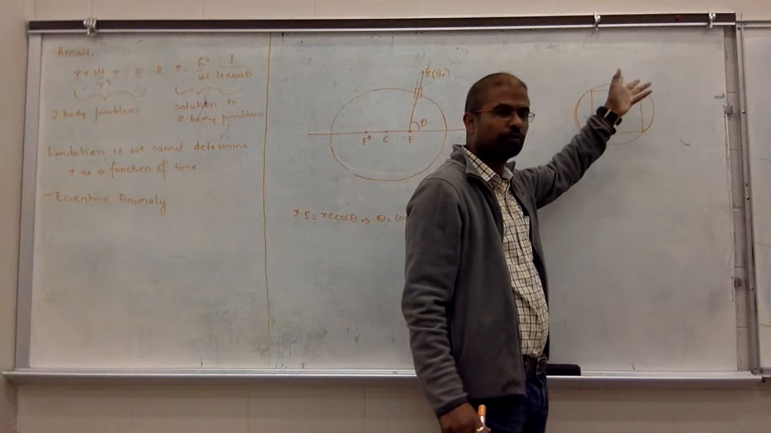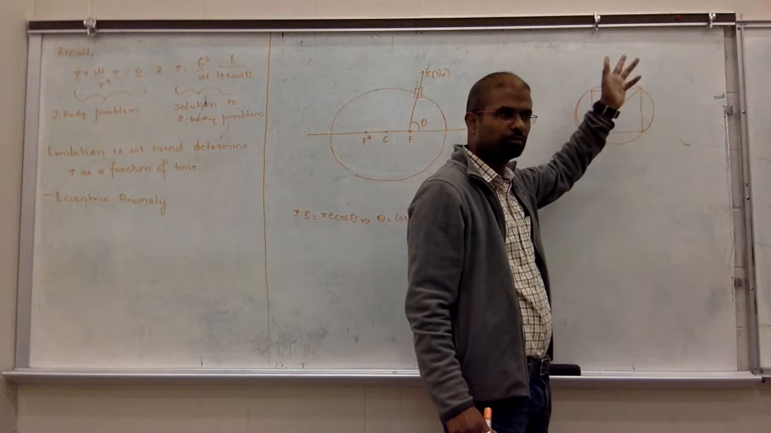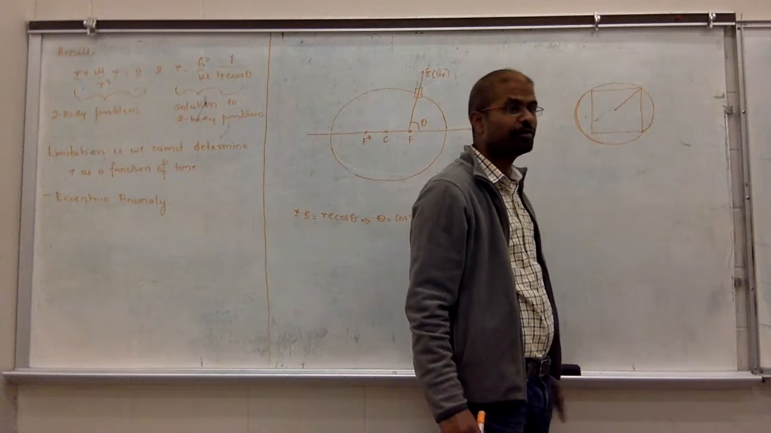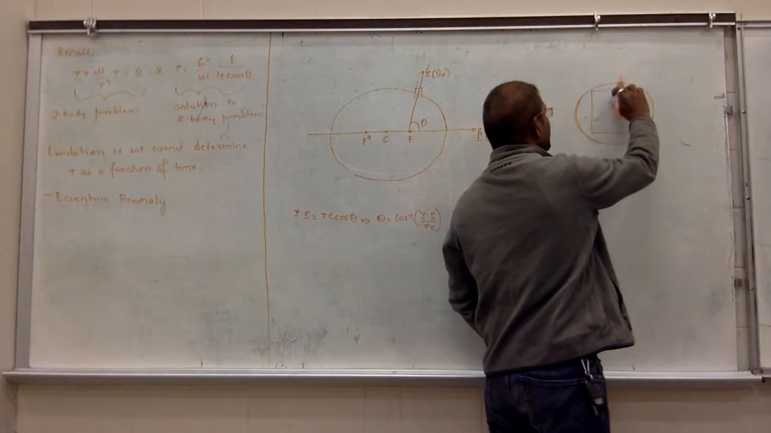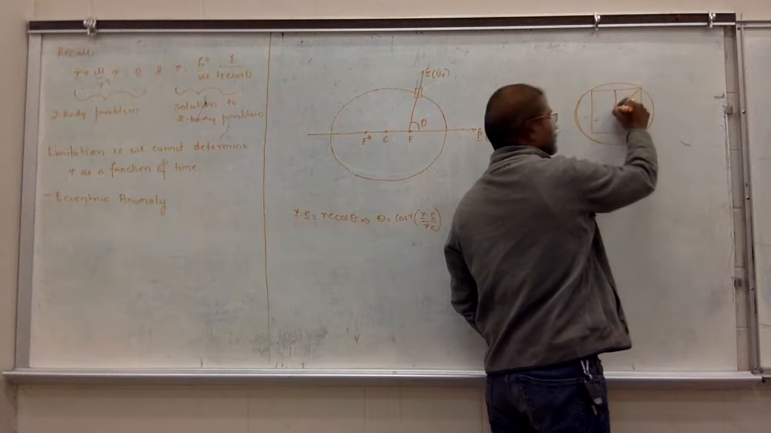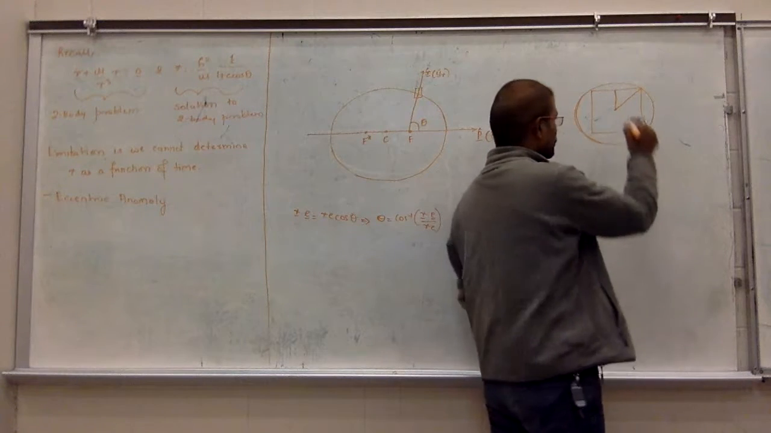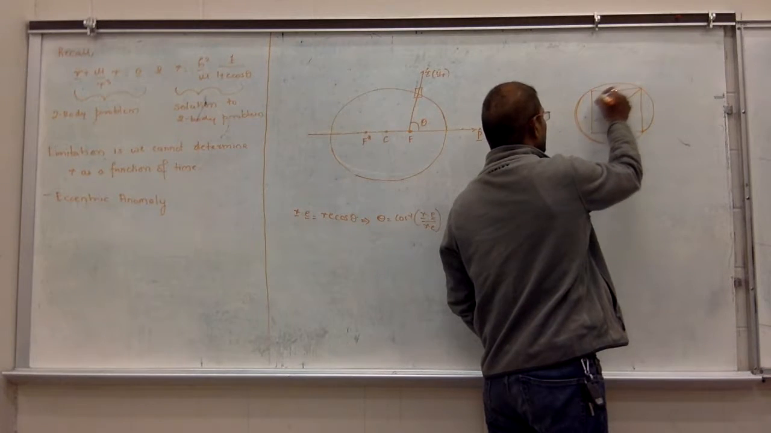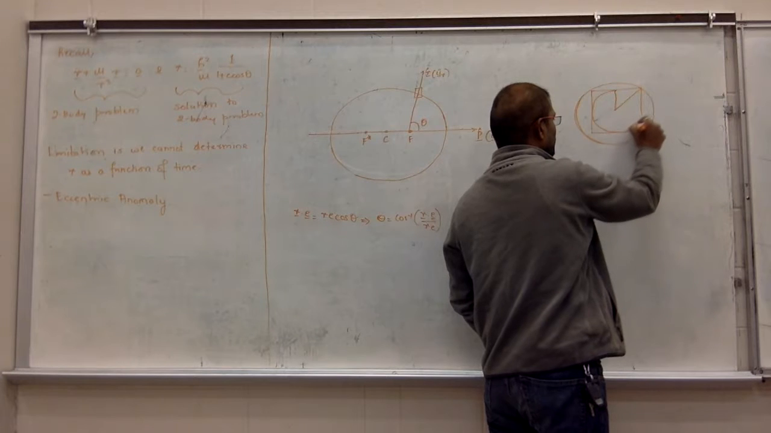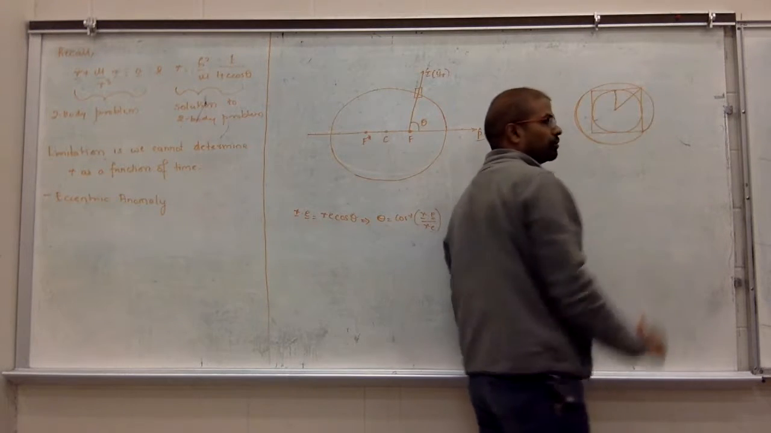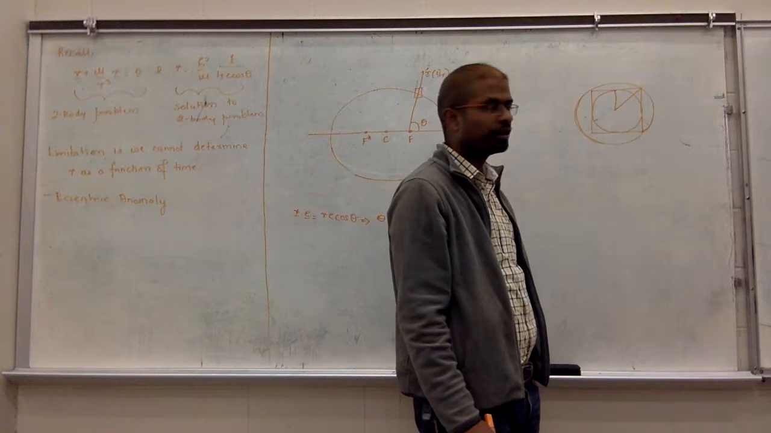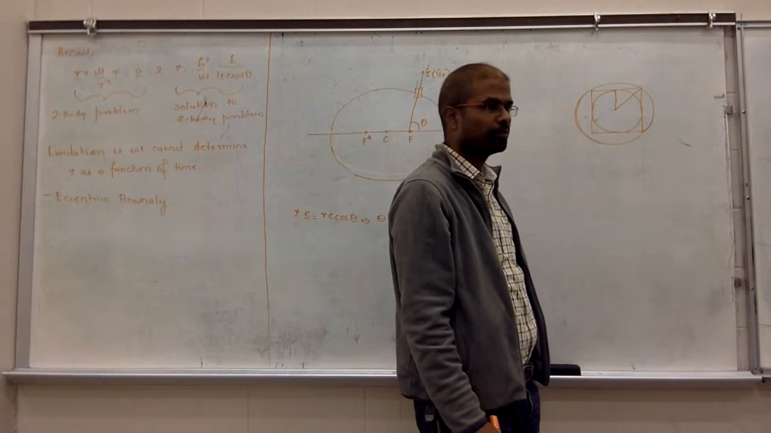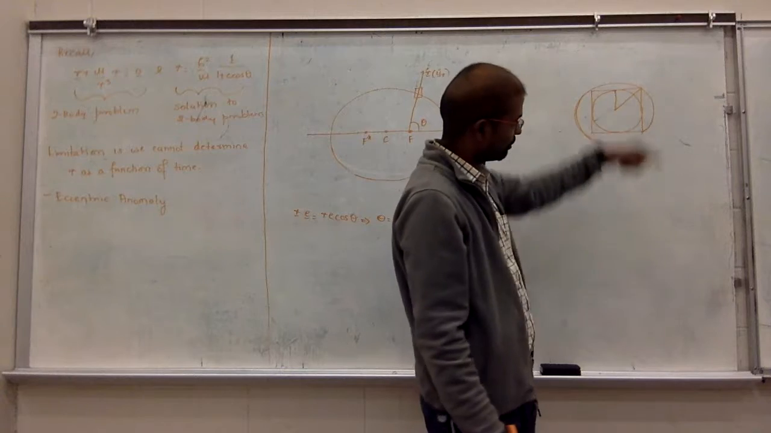Okay. How do you inscribe? You draw a line to the middle. Right. So the inscribed circle would have this radius, because it comes inside. You got it? So you understand the difference between inscribe and circumscribe?